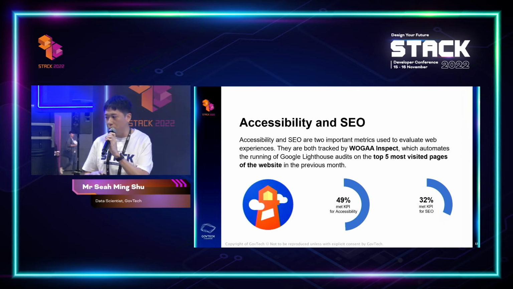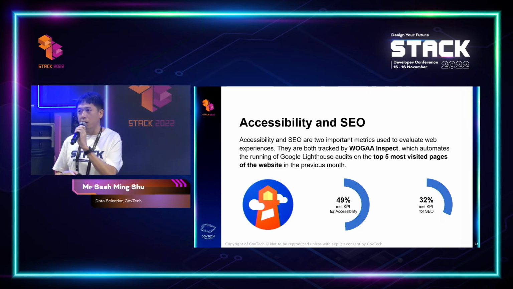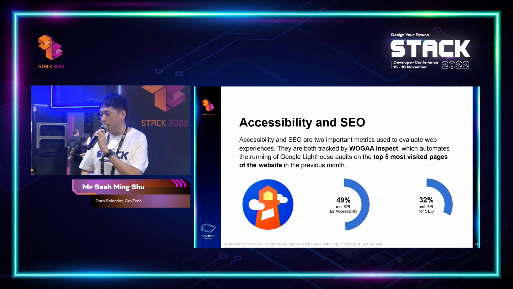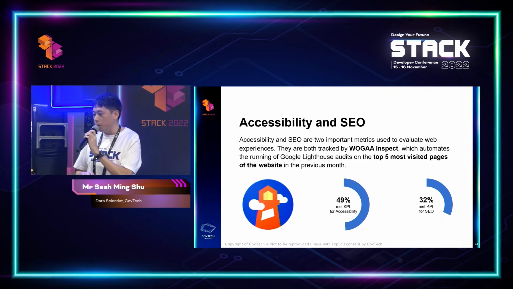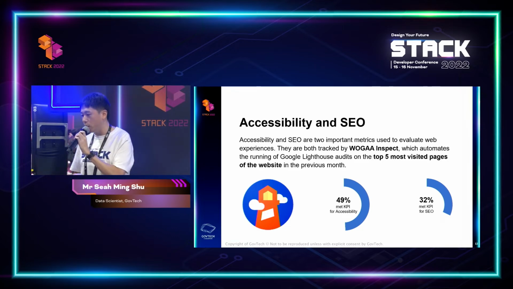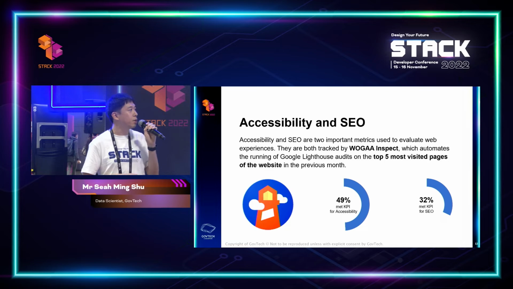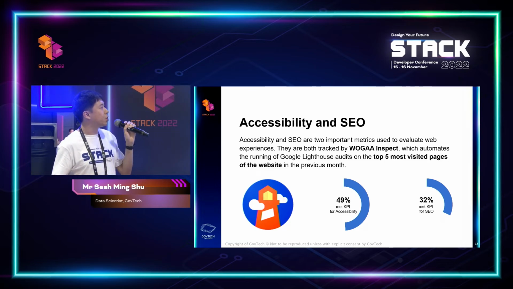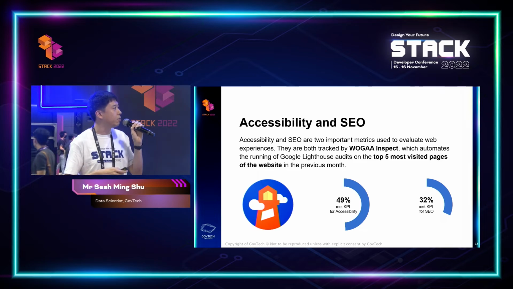But for today's presentation, let me just zoom in on two particular KPIs, which essentially are accessibility as well as SEO. So these are the two most important metrics to evaluate the web experience. These two metrics are actually monitored using WOGAA's Inspect tool, which uses Google Lighthouse to automate the running of scans on all the pages in the website.